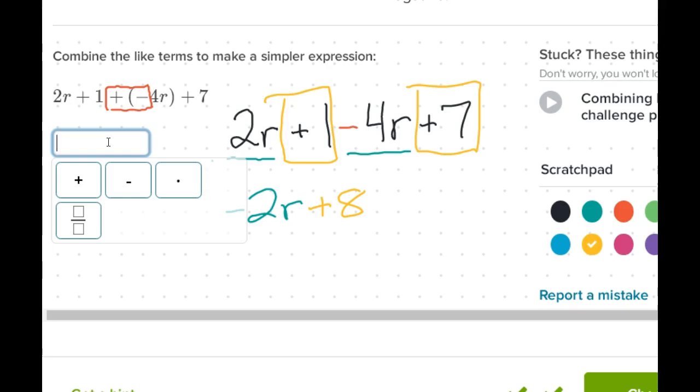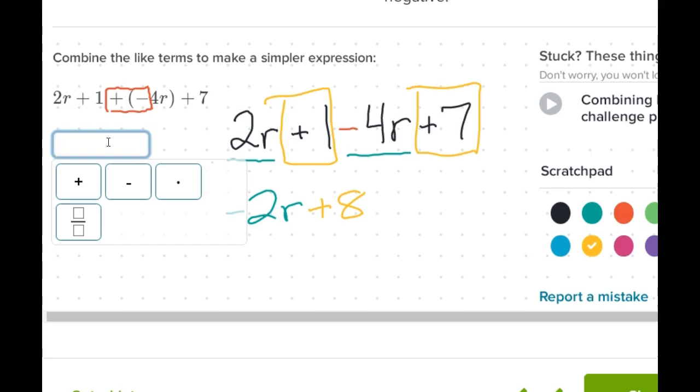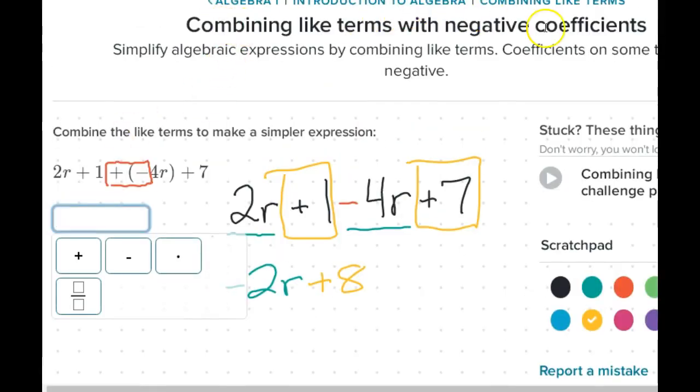Alright, so go to Khan Academy and you'll see this, combining like terms. Continue using the whiteboards and the markers. Remember, you have to do 10 in a row correct, so keep writing it out. Don't start doing it in your head.